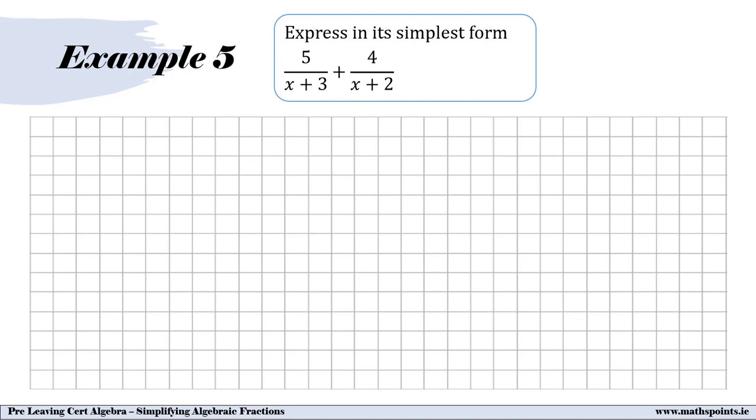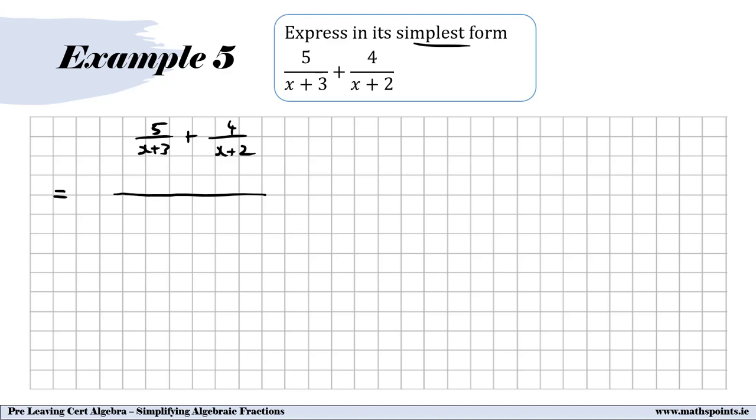So in question 5 we're asked to express this fraction 5 over x plus 3 plus 4 over x plus 2 in its simplest form. And when they say in its simplest form, essentially they're asking us to express this as a single fraction. So I'm going to put down my equals, and as I did in the previous examples, I'm going to draw a line across the width of the sum to represent that new single fraction.